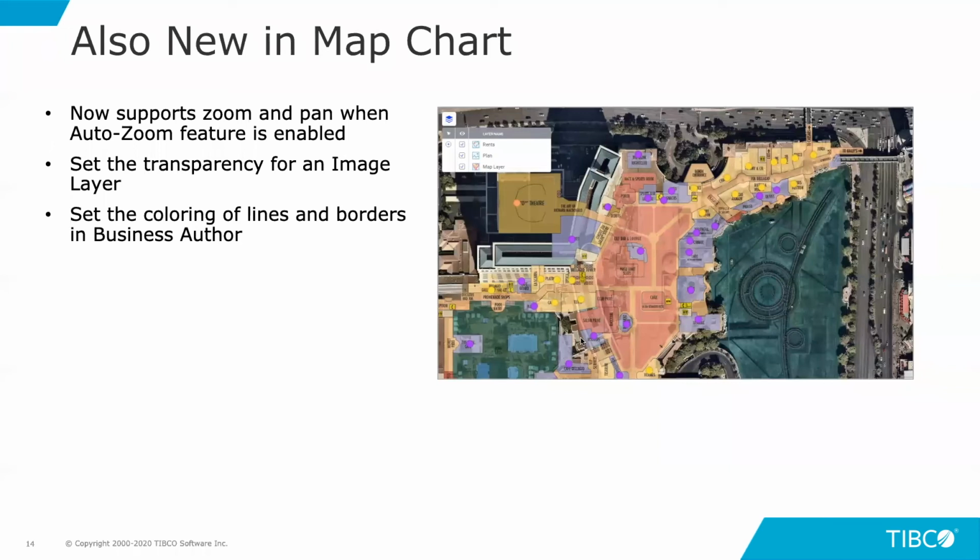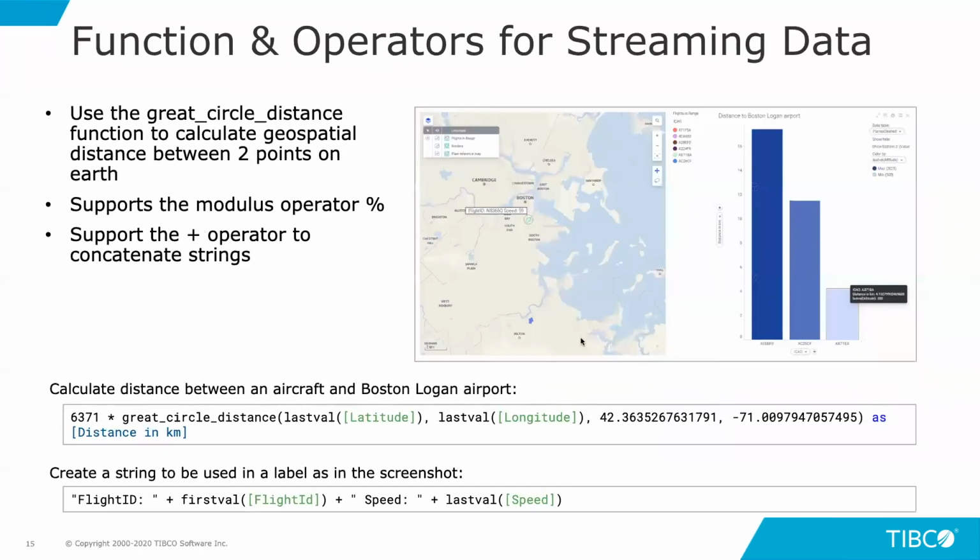So that was what's new for the map chart in Spotfire 10.7. Now for streaming data, in Spotfire 10.7, you can now use the great circle distance function to calculate geospatial distance between two locations on Earth. This makes it easier to, for example, calculate the expected arrival time of a boat, or provide visual alerts when a truck is approaching its destination.